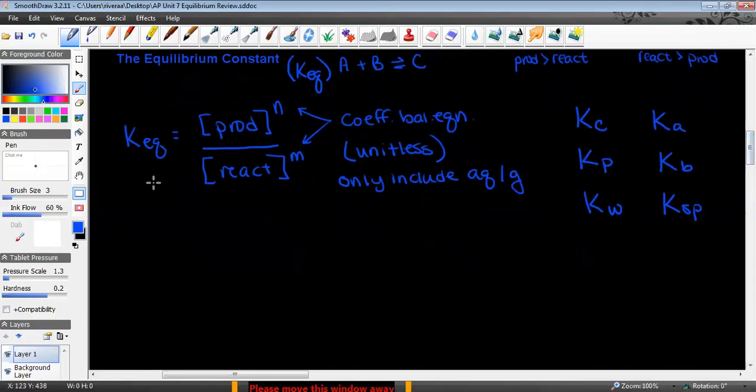The K value is the constant. It is constant at a set temperature. The only thing that will change K is temperature.